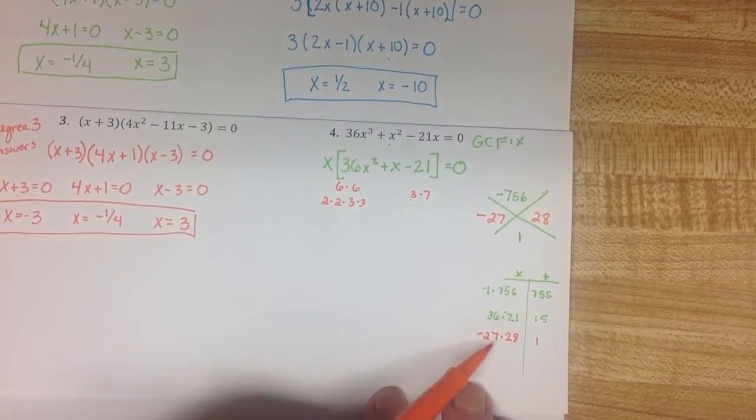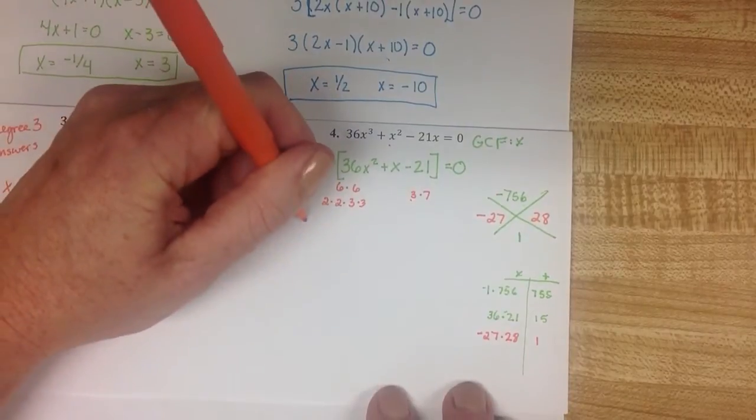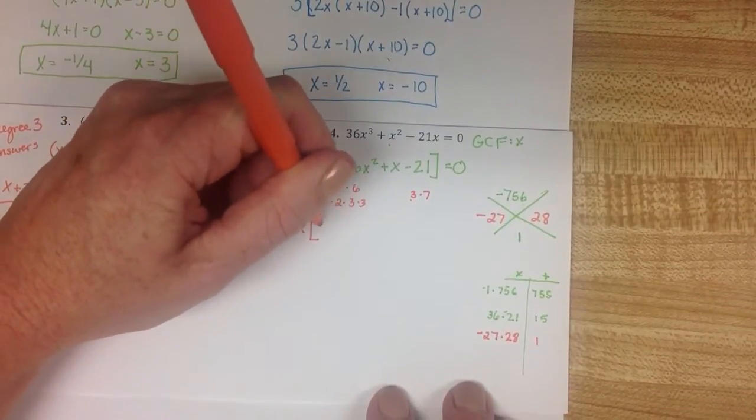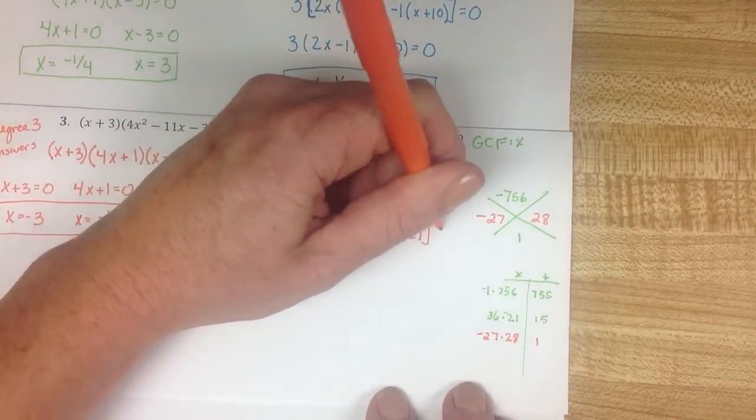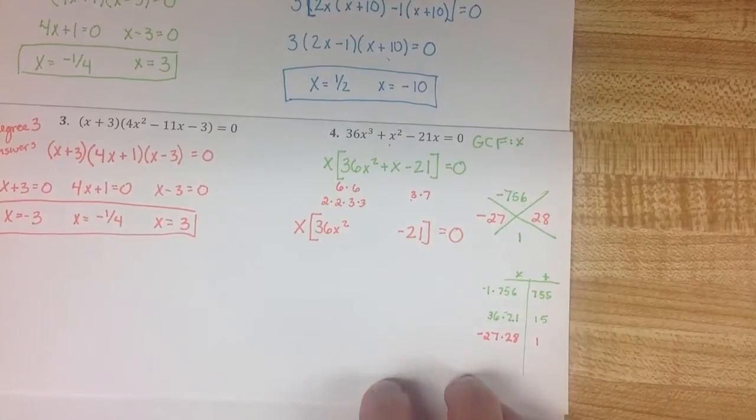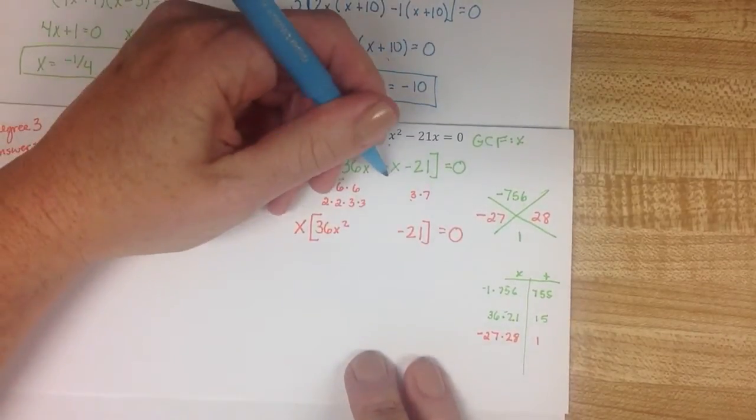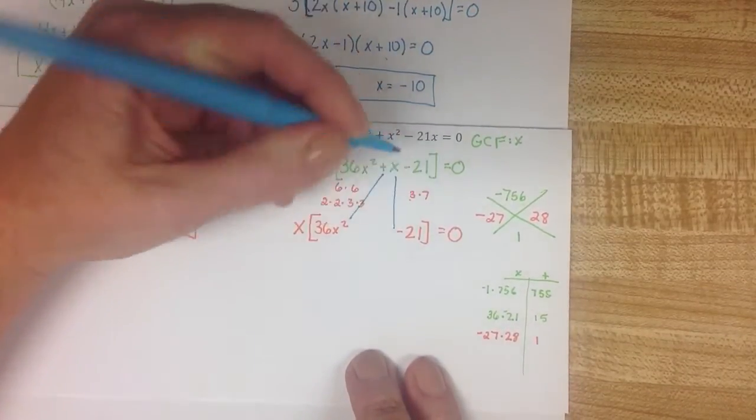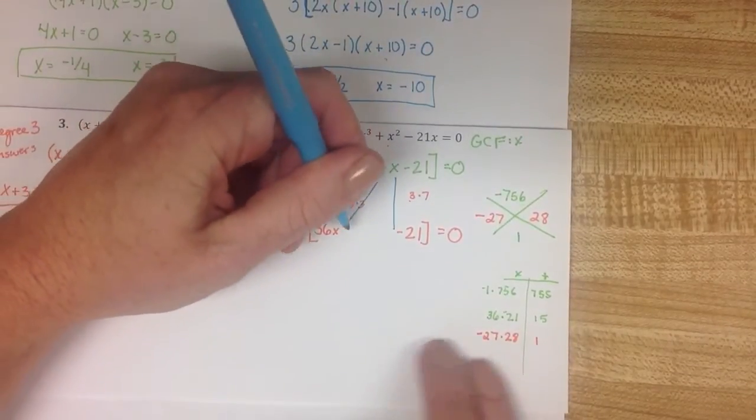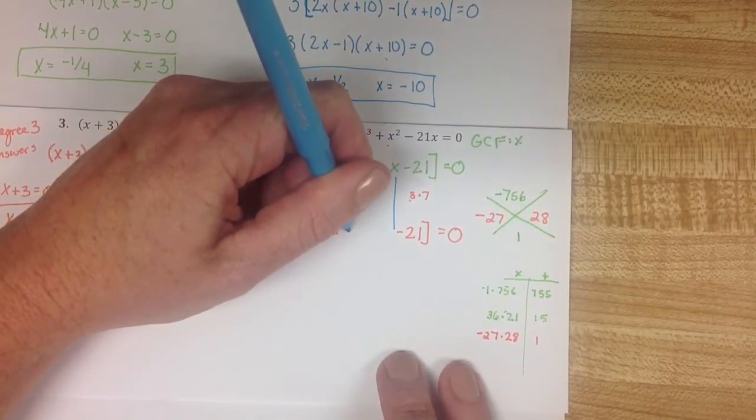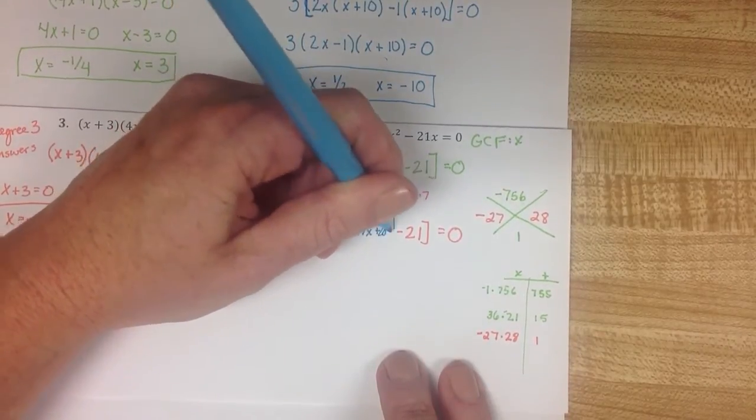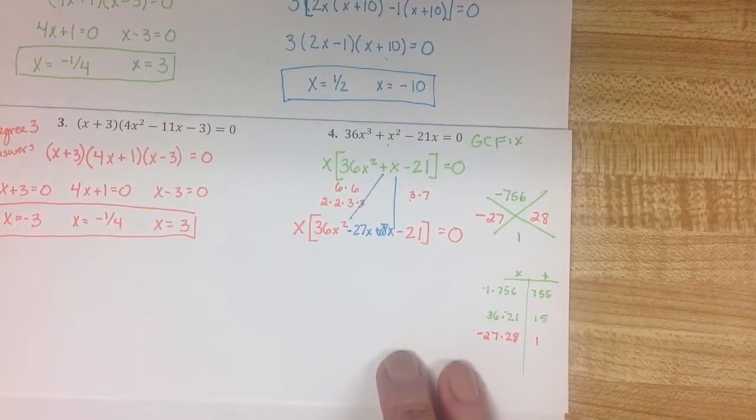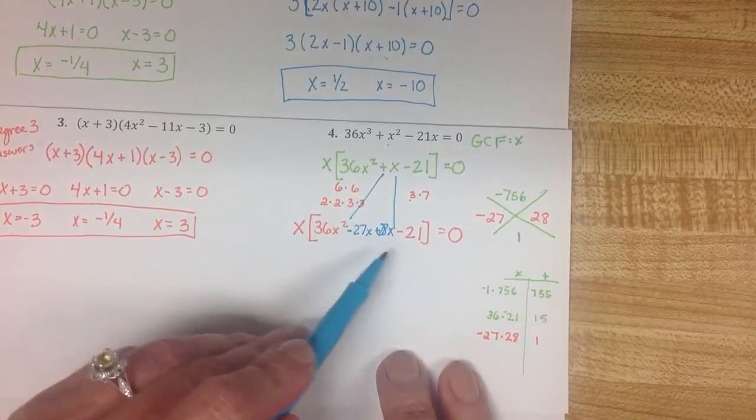So now knowing that this is our two pieces we're going to break it into, we're going to leave that x on the outside, copy the 36x squared and the minus 21 and the equals 0. All of that is staying the same, and then I am breaking down this middle x into two really big terms here, a minus 27x and a plus 28x.